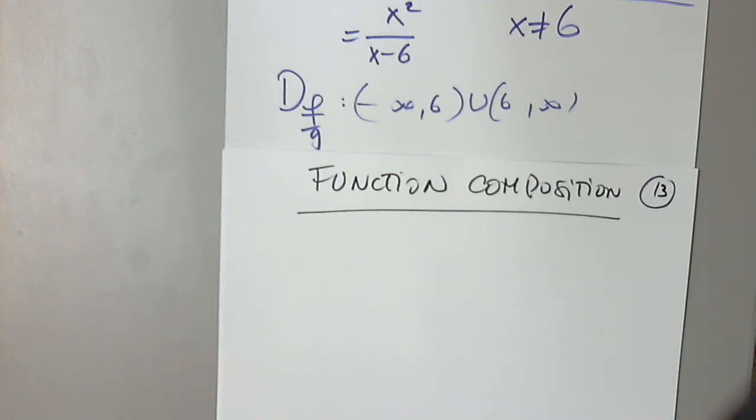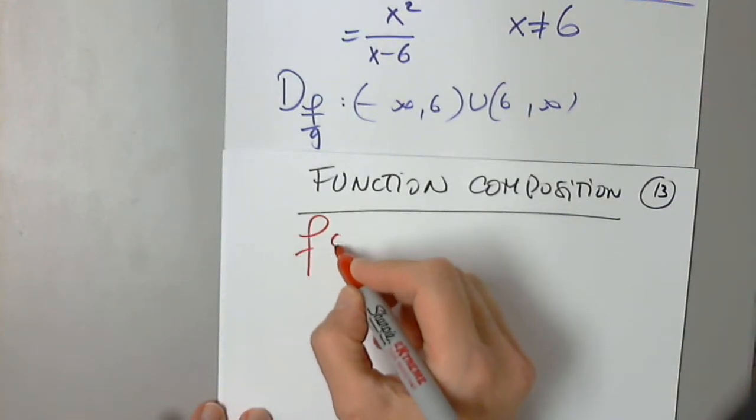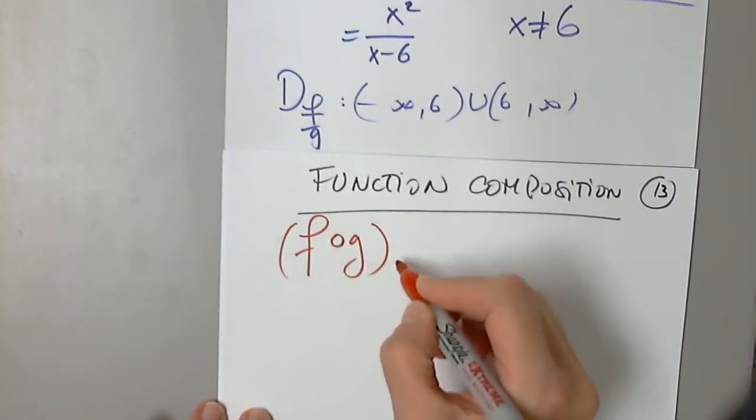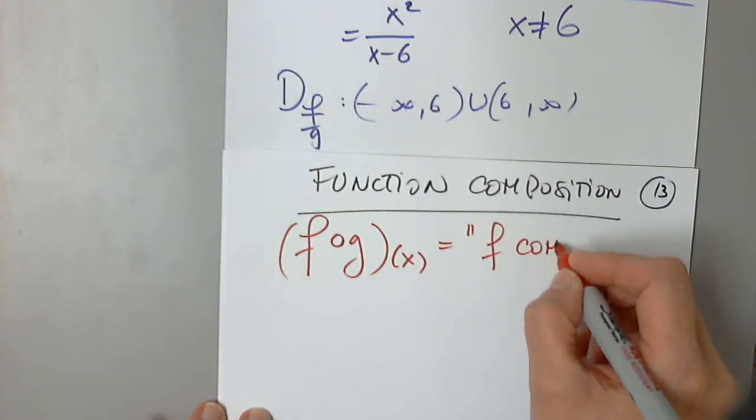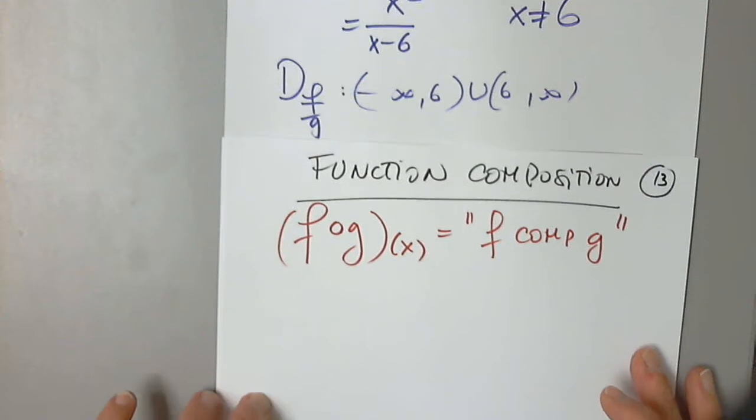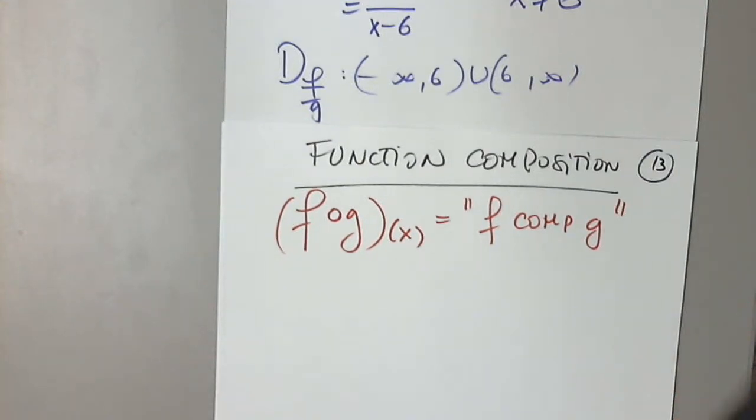Function composition. This is a totally new way, totally different. It's not the sum, it's not the product, it's not the difference, it's not the ratio. So the notation is, I'm sure we've seen this. This is read "f comp g." Extremely important for calculus.